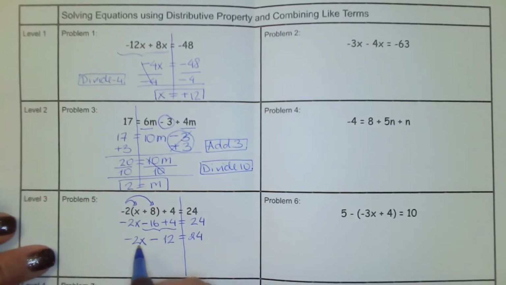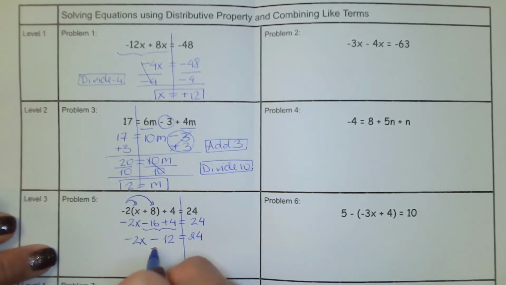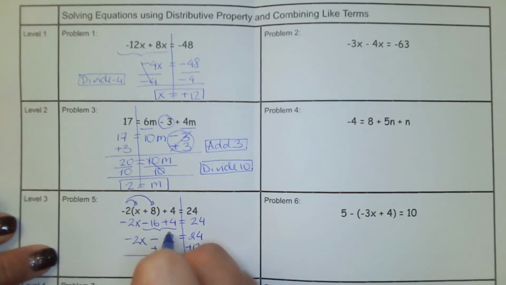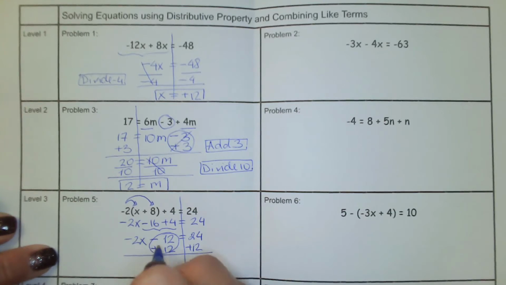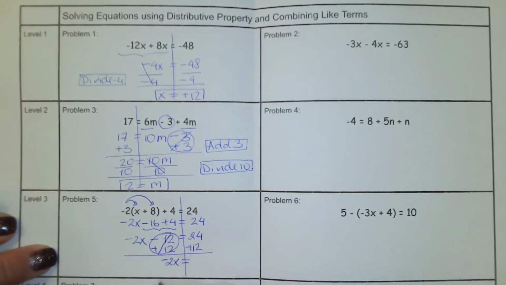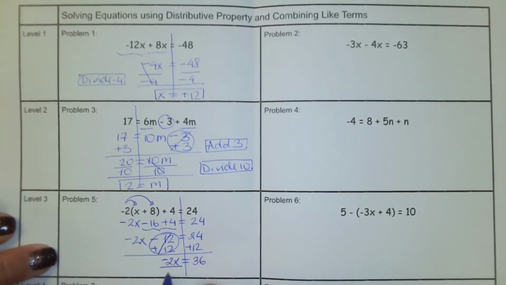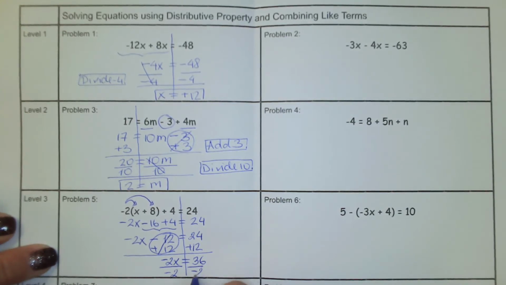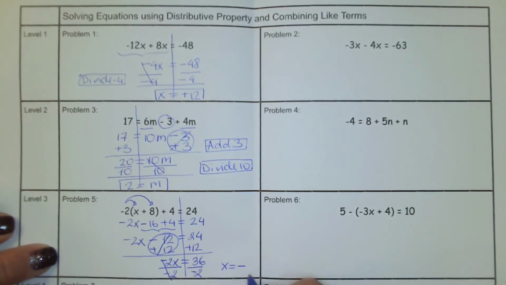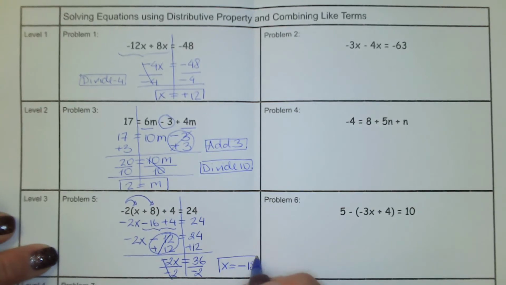Now I have a variable term and a constant. So first we add the 12, look for the constant. Add 12 on both sides. 24 plus 12 is 36. Variable term is multiplication. Inverse operation is division. So we divide by negative 2 on both sides. And the x value will be negative. Positive divided by negative is negative 18.